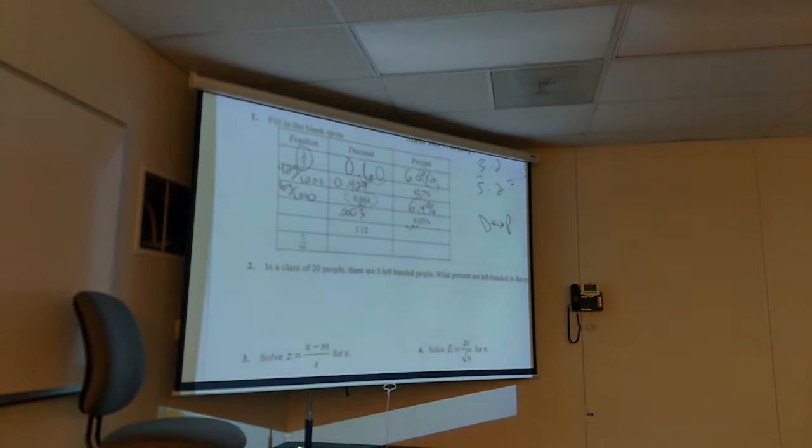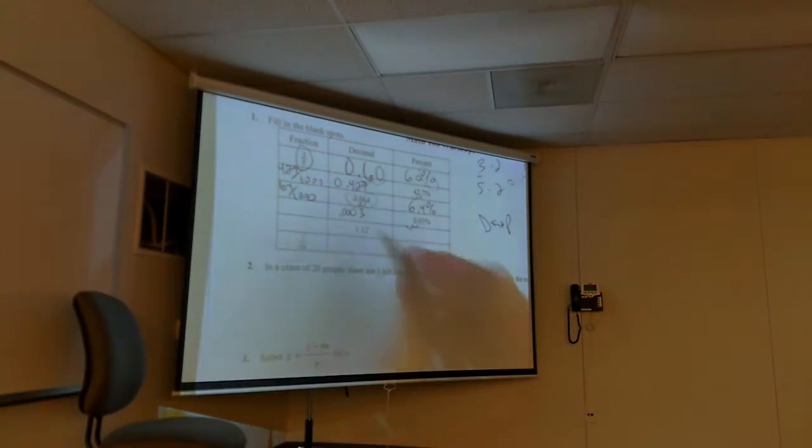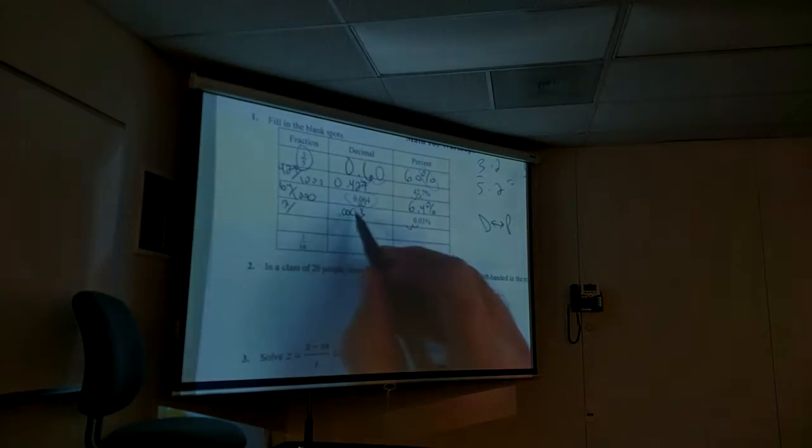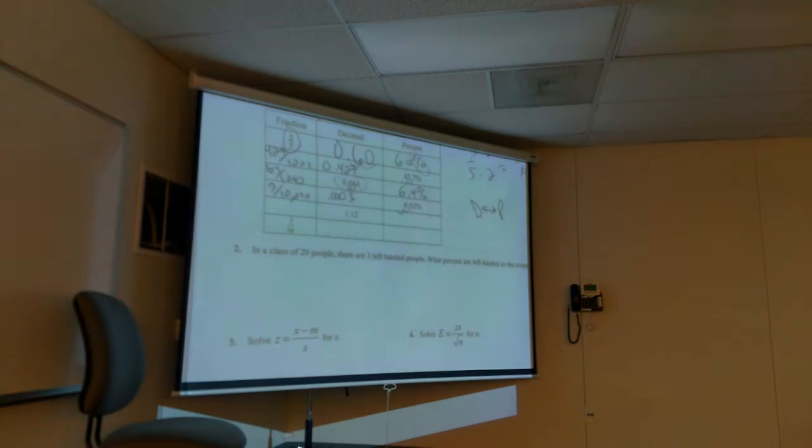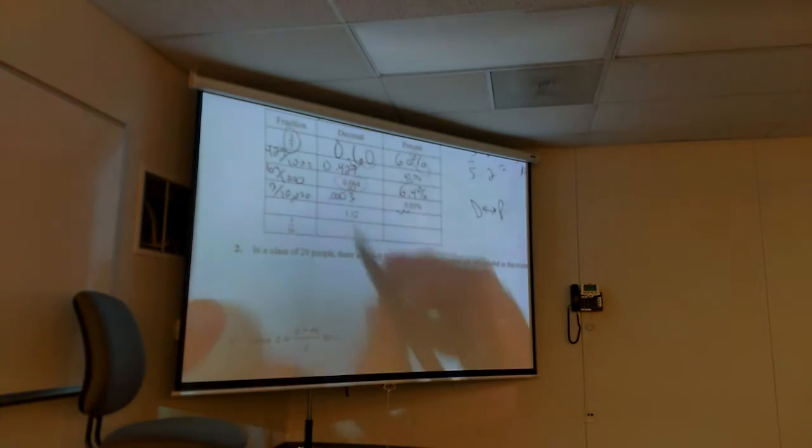Everybody with me? And then what's that? 3 out of tenths, hundredths, thousandths, 10,000. Okay. All right. Everybody doing all right? You guys all right? Mm-hmm. Yeah? Okay. What about this guy?